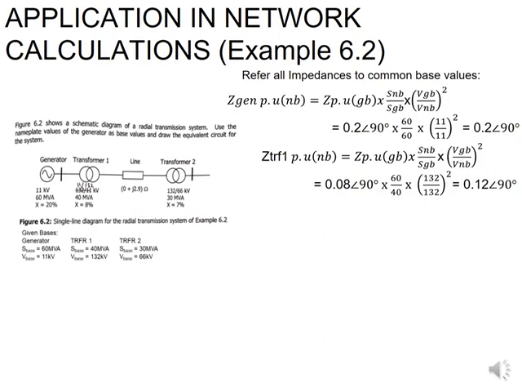So in this one, you're going to have your Z per unit given base, which was 8%. Why am I saying 0.08? Because I'm moving from percentage to your per unit. And you do that by dividing your percentage by 100. And if you're moving from per unit to percentage, you simply multiply by 100.